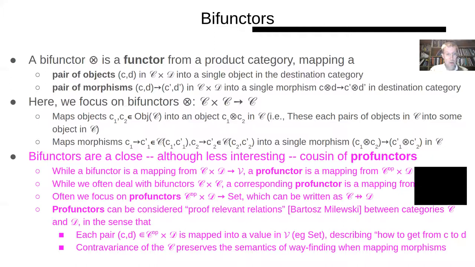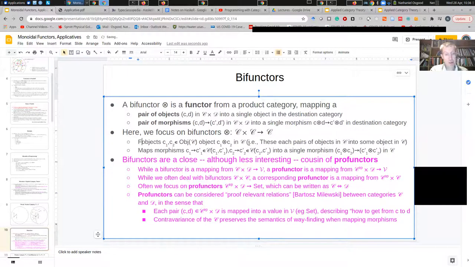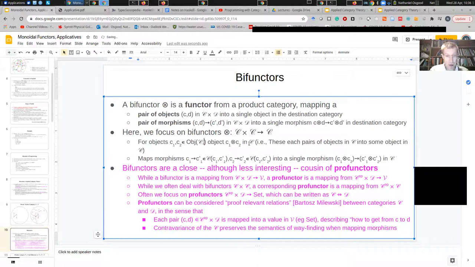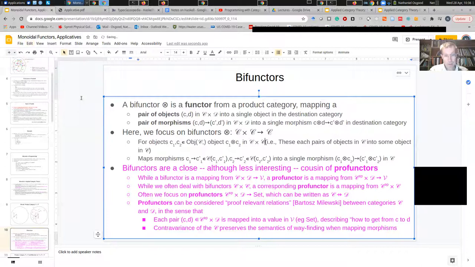Because we're mapping from an object here. There's an object C cross C, so for objects C1 and C2, there's an object C1 tensored with C2 that maps to some other object in C, to object C3 in C. So sorry, I don't want to leave that confusing.